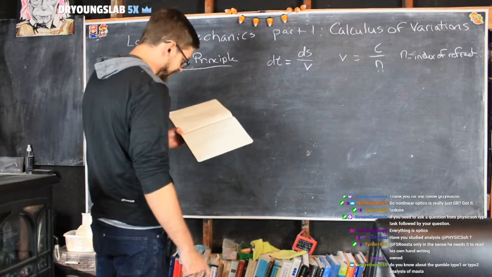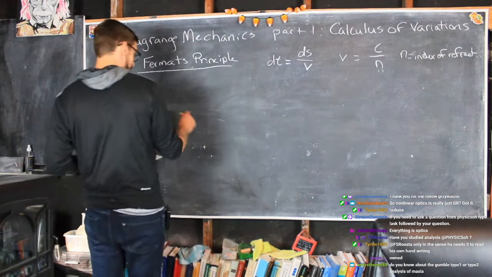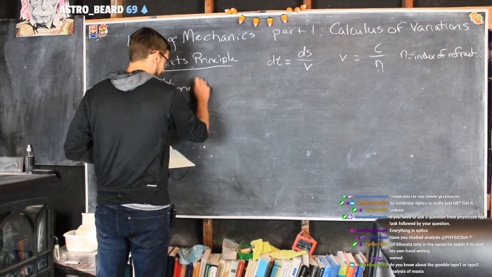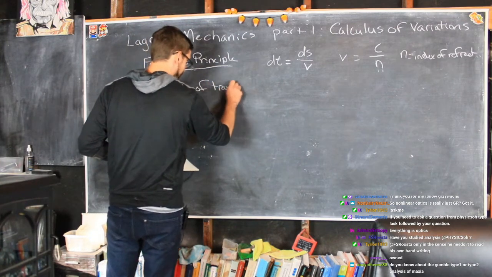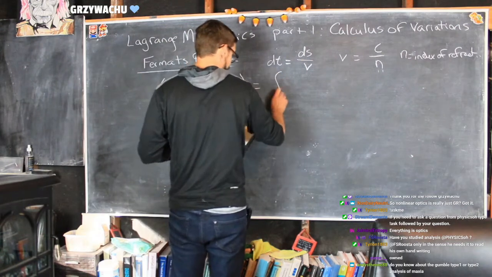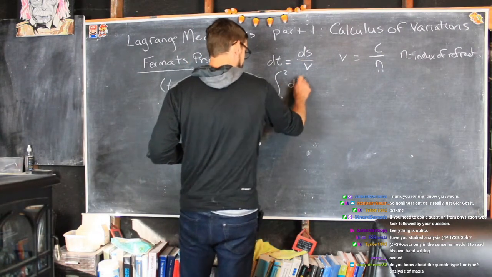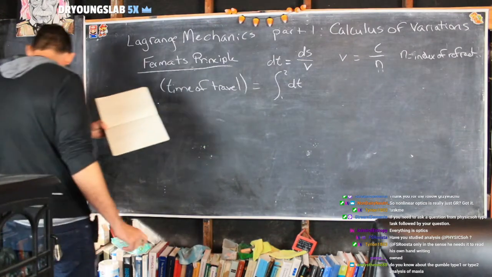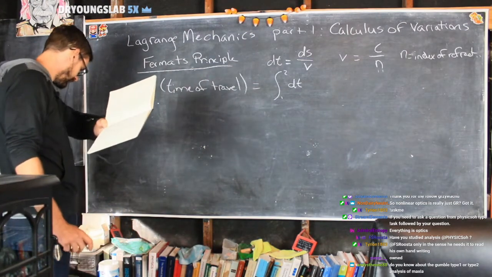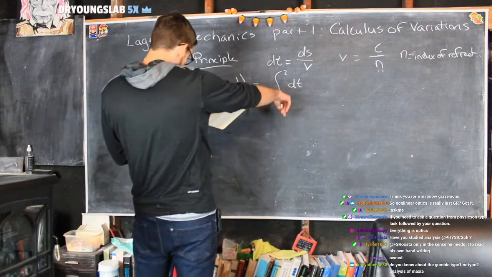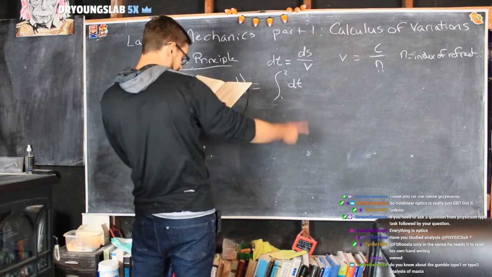So this is expressed as we can talk about the time of travel. So let's talk about the time of travel, which is equal to our new integral. So we're going to be integrating from 1 to 2 of dt, knowing that if we integrate over that time, we can figure out the time of travel. So the time of travel is equal to the integral going from point 1 to point 2 of dt.